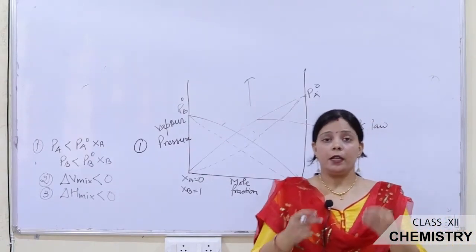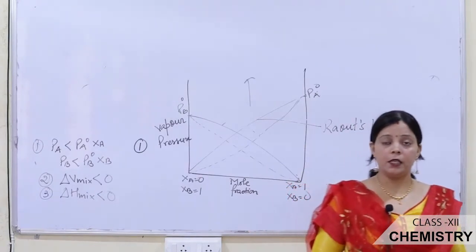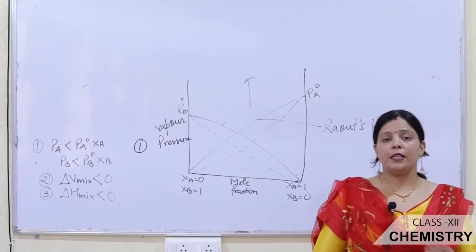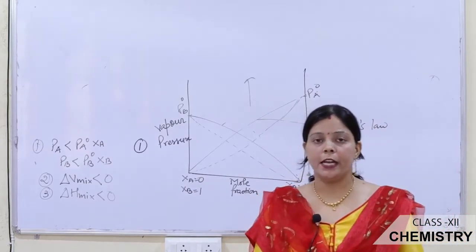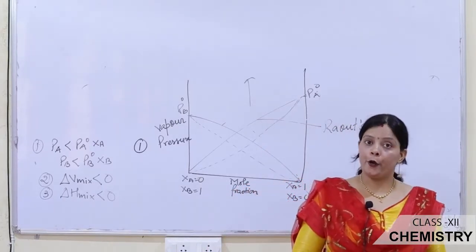I would like to show you some examples of non-ideal solutions showing positive deviation. These are water and methanol, water and ethanol. Some examples of non-ideal solutions showing negative deviation are water and HCl, water and hydrochloric acid.